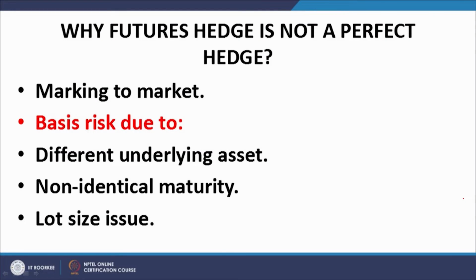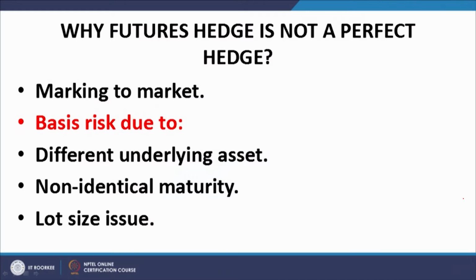Then basis risk could be due to difference in the underlying asset, that is, the asset on which the futures contracts are written is different from the asset on which the exposure is created. Non-identical maturity, this aspect I have already dealt with. If the maturity of the hedge and the maturity of the futures contracts do not coincide, then the basis as on the date of maturity of the hedge is a random variable, and there is always the possibility of it taking different values.